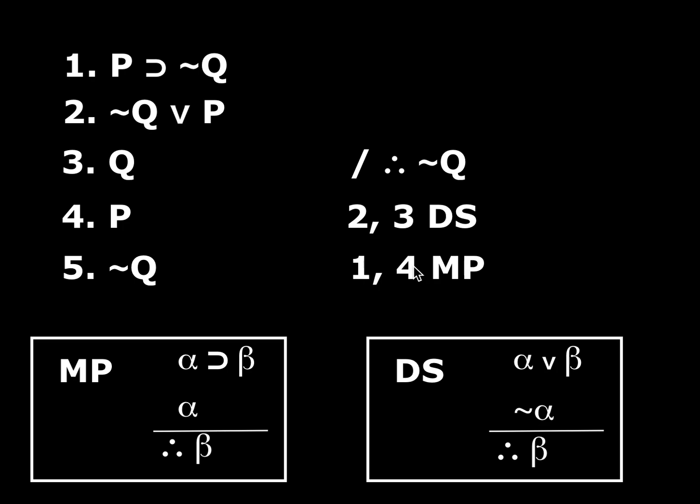And again, the order you cite these doesn't matter. This could have been 3-2 DS, this could have been 4-1 modus ponens, as long as you have the right lines cited.